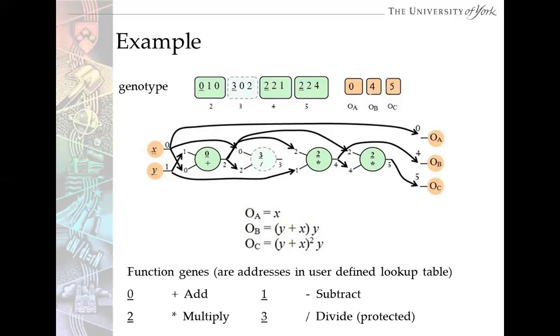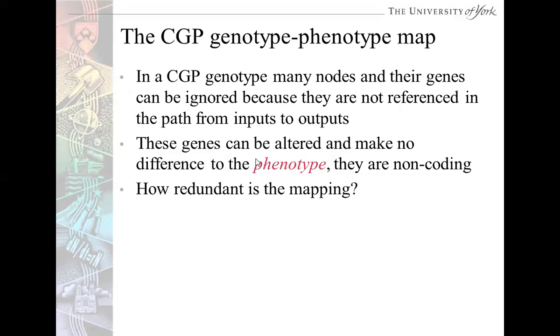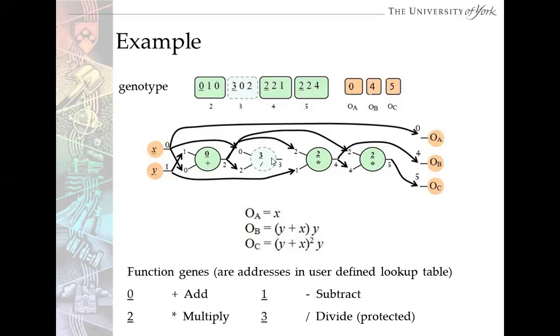One thing to point out, you might have noticed this, that this particular node, the one with address 3 in a slightly different color, isn't actually connected to anything. There's no nodes on its right that connect to it. This is a non-coding node. And we're going to talk quite a lot about that in subsequent slides.